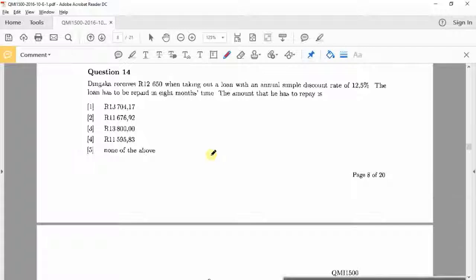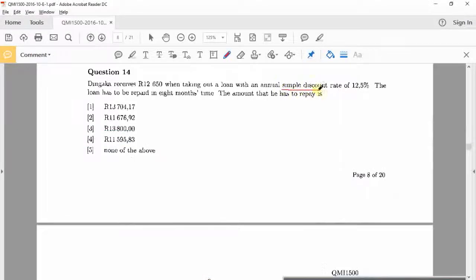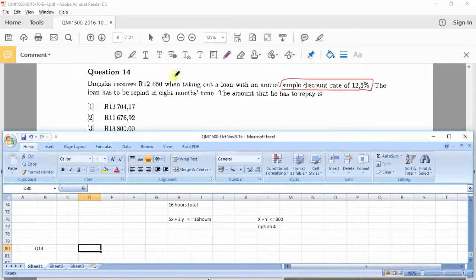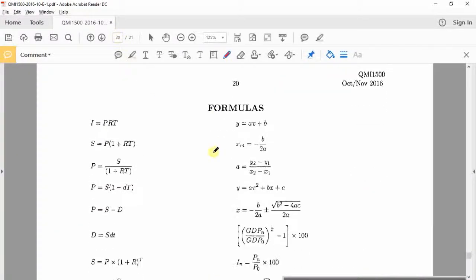14. D receives that when making out a loan at a simple discount rate. Very important, the simple discount rate. Go to page 20, I think. Where's the simple discount rate? There it is. When they say simple discount, there's the simple discount rate. You copy that, you paste it, and then you use it.